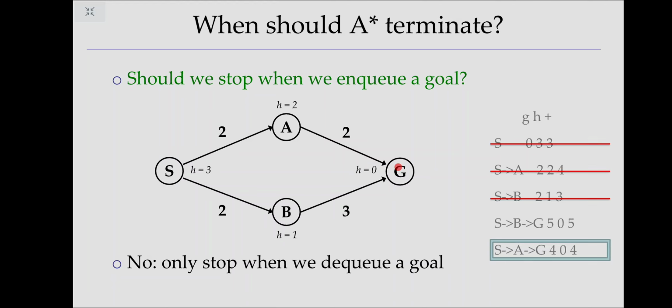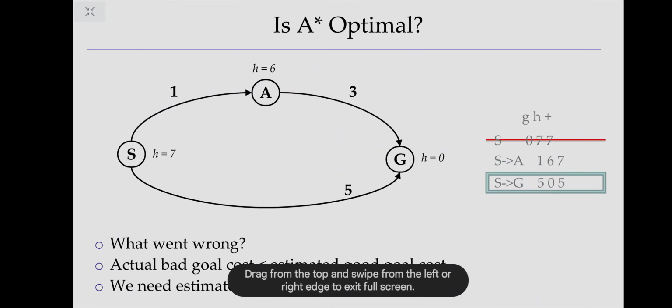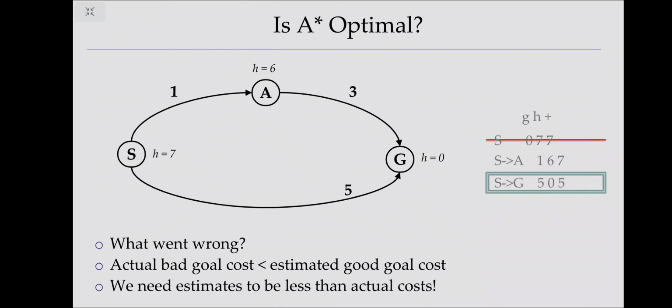The neighbor of A is G again, and G is updated with 2 plus 2, that is 4, and the heuristic is 0, and the sum of G and 0 is 4. 4 is better than 5, and there is no other option to consider. It terminates when it reaches S to G with 5. This shows that A star is not optimal.